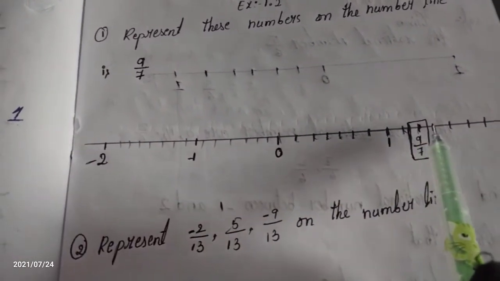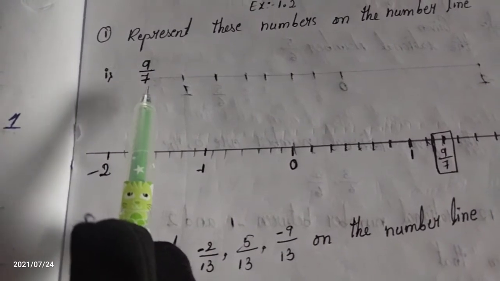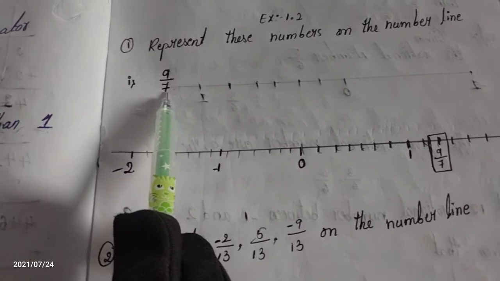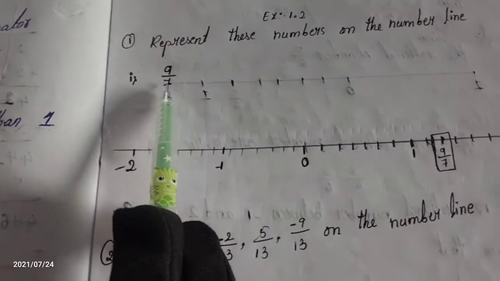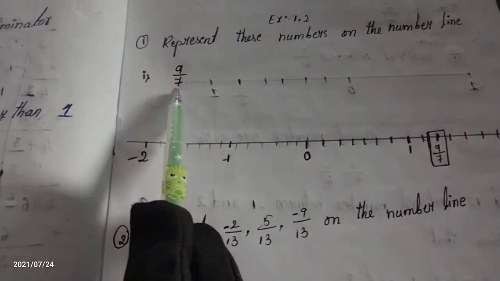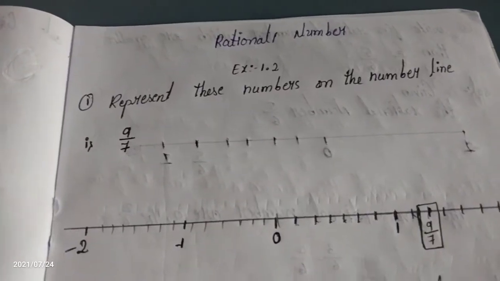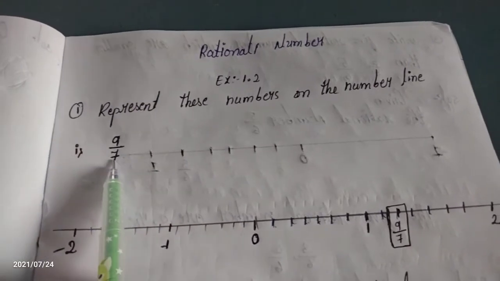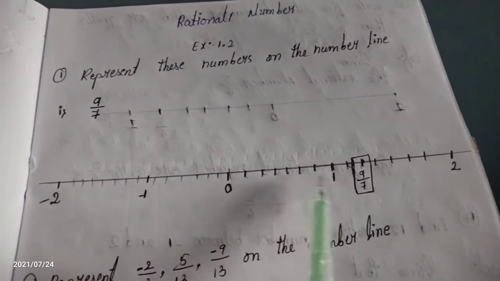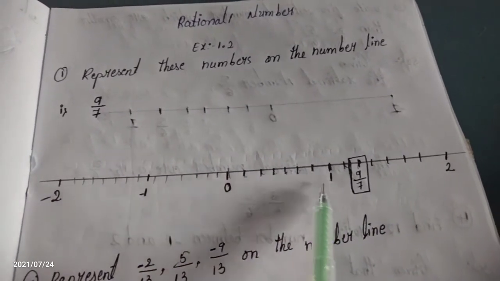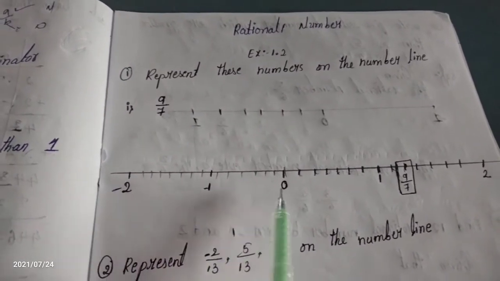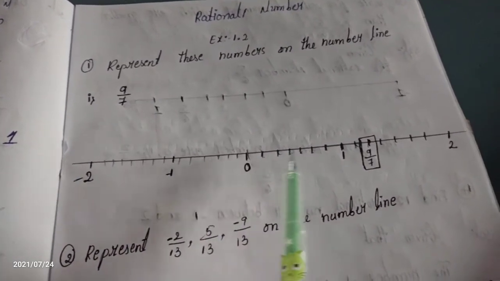Before going to locate, we first have to observe the denominator. Listen to my point carefully. The denominator tells us how many parts we have to divide in a unit distance. 0 to 1 is a unit distance, 1 to 2 is a unit distance. Here to here is a unit distance, or else you can call it a fixed distance.